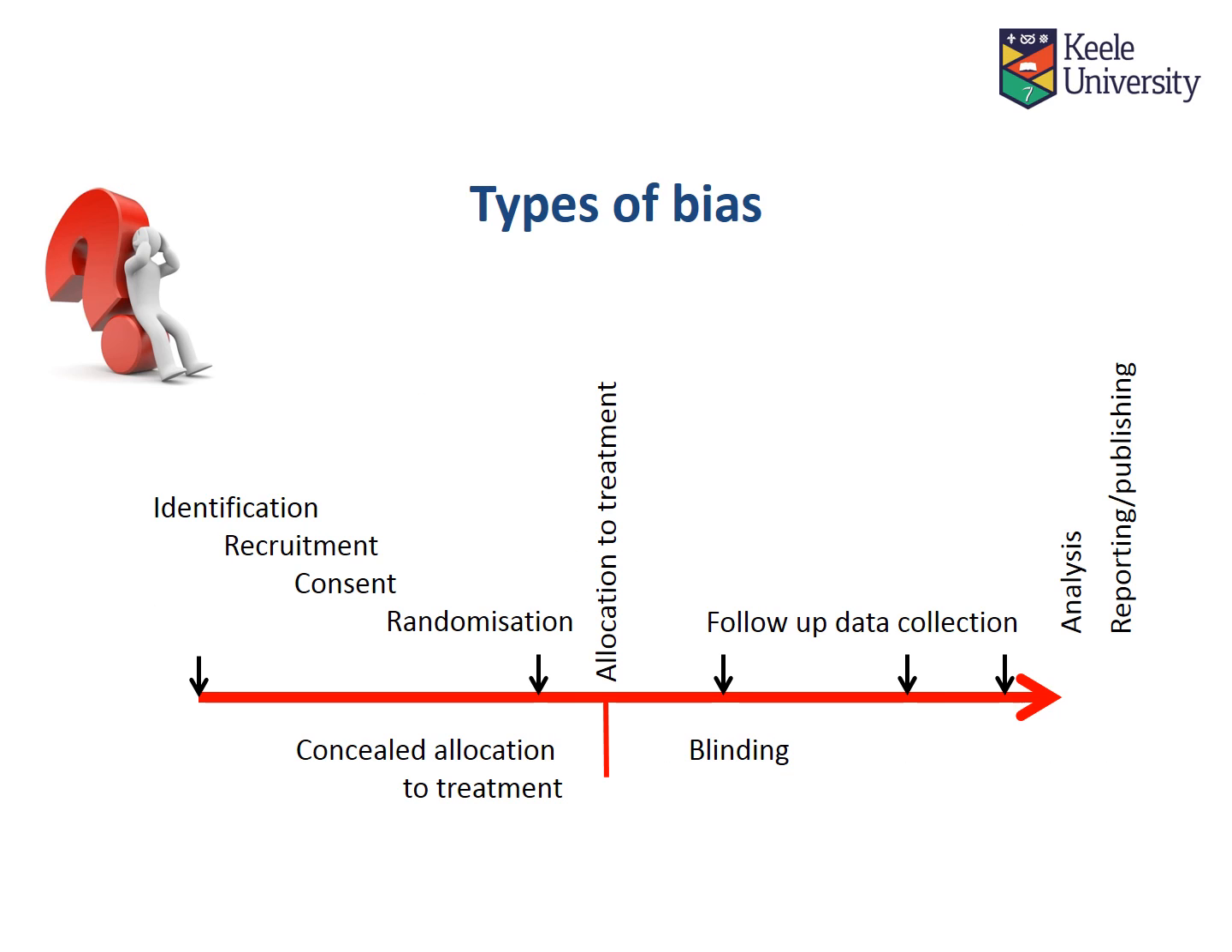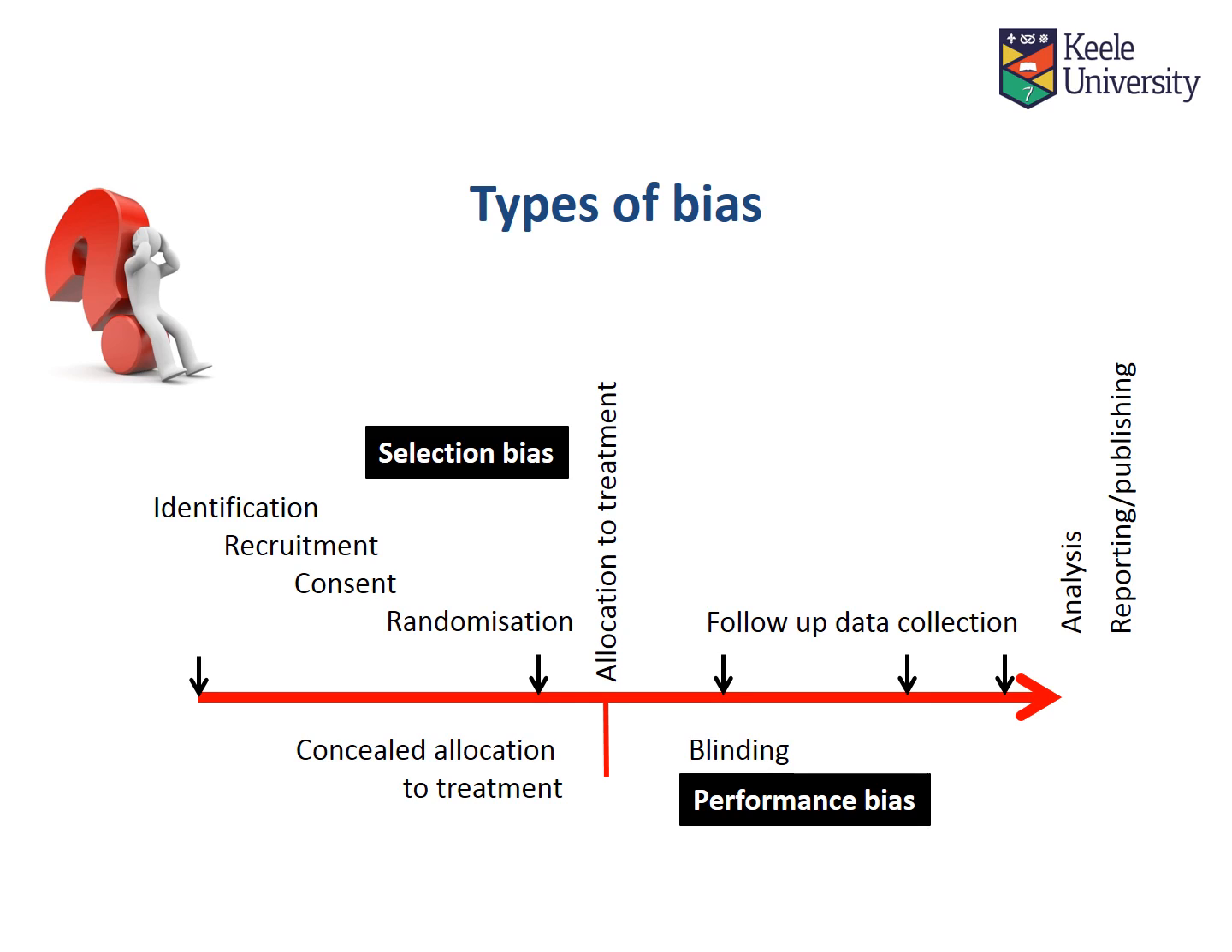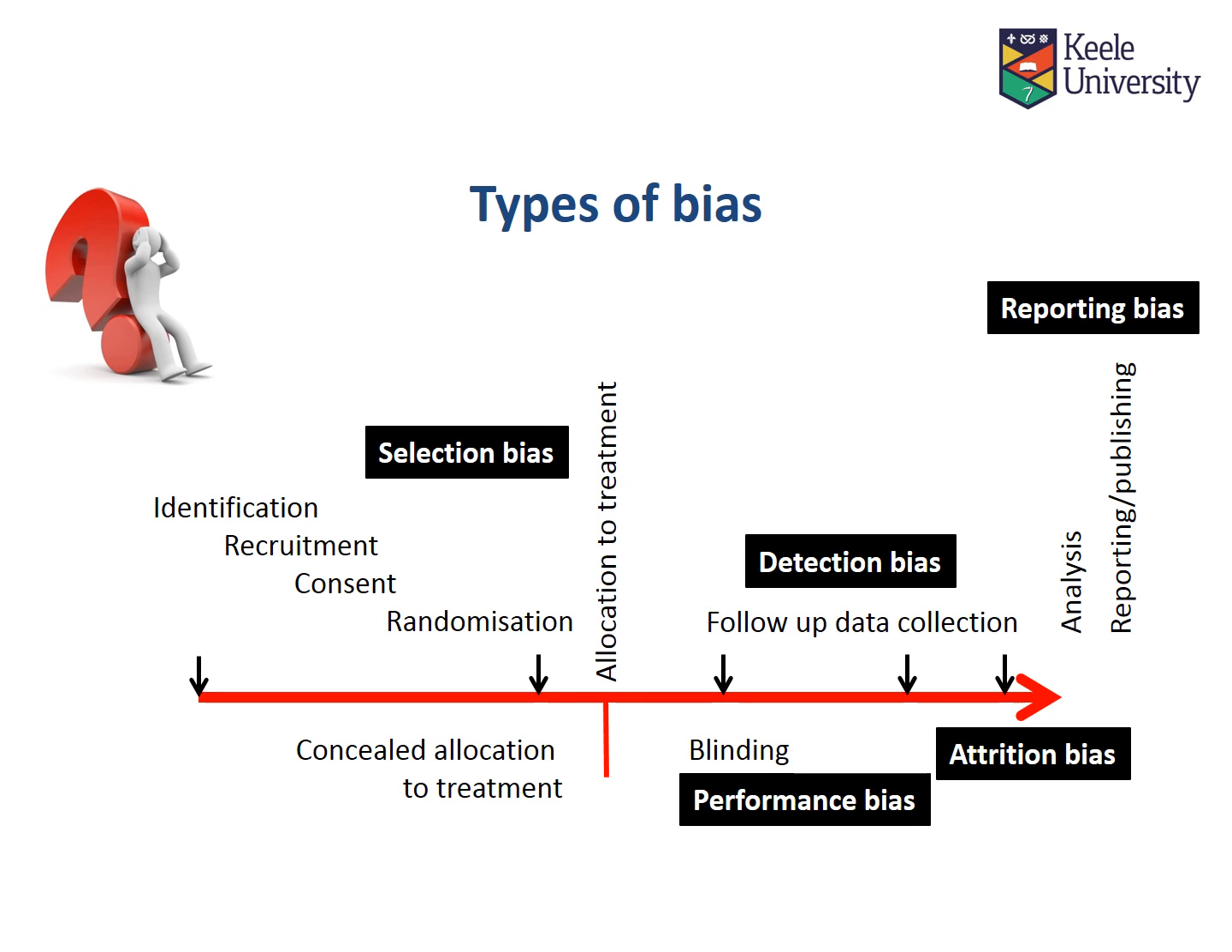Depending on where that happens through the life of a clinical trial or a study, we have types of bias: selection bias, performance bias, detection, attrition, and reporting. And we will go through them.